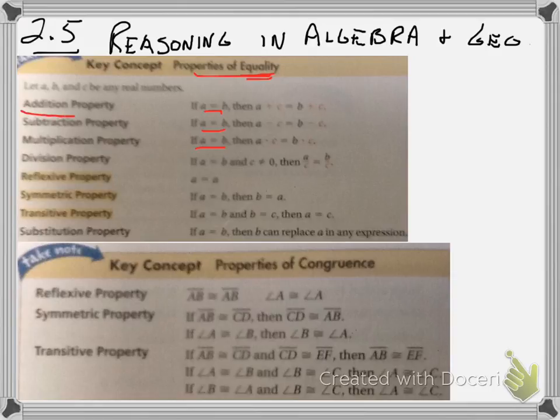The addition property states when you add something to that A, you can add the same thing to B. It still makes them equal. Subtraction property, when you subtract it from A, you can also subtract it from B. Still things are equal. And so on and so forth as you go down.